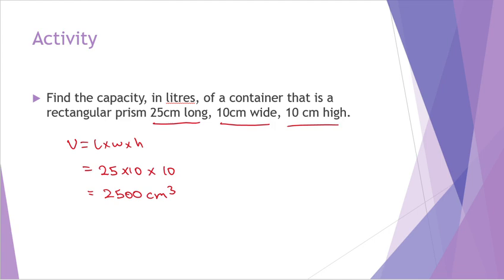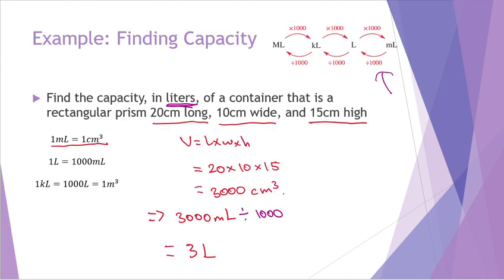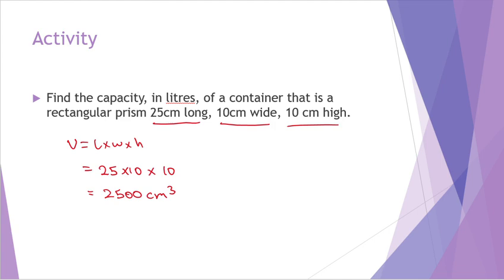Now just follow the same conversion again. I am now going to convert this 2,500 centimeters cubed to milliliters. So 2,500 centimeters cubed is equal to 2,500 milliliters. And then you just convert this to liters, okay? Which ends up being 2.5 liters. And that's it.